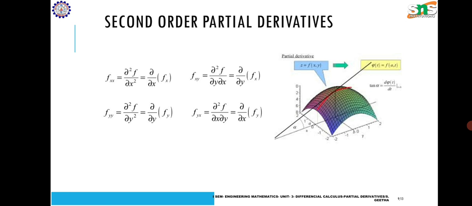Next, second order partial derivatives. Second order partial derivatives will be denoted as fxx, that is equal to dou square f by dou x square, and fyy, that is equal to dou square f by dou y square. Next fxy, that is equal to dou square f by dou y into dou x. Fyx is equal to dou square f by dou x into dou y.